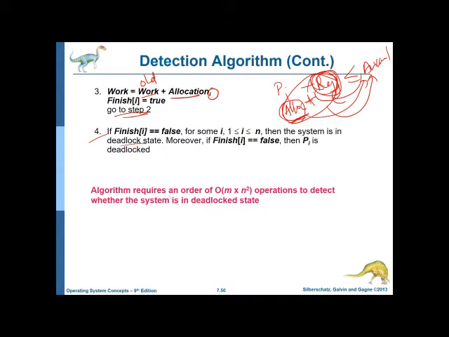So the old work plus what is allocated for the ith process is summed together, which gives you the new work. What is the new work? It is nothing but the new availability. Now that means what? This process Pi has completed its task.